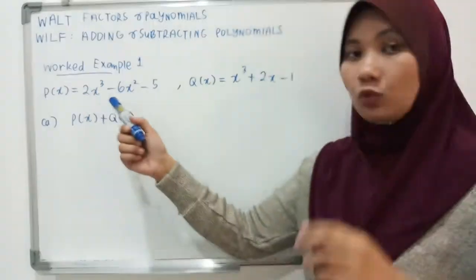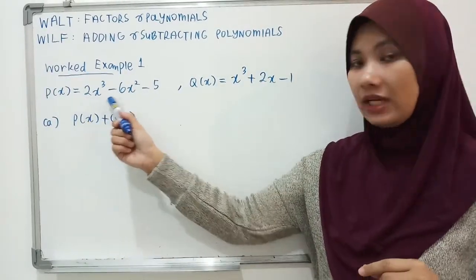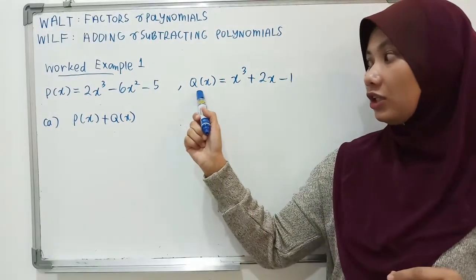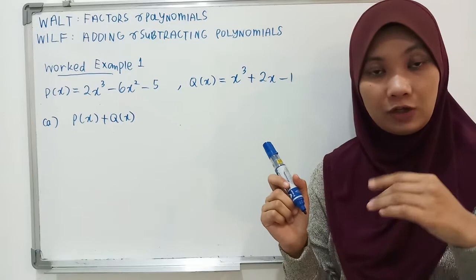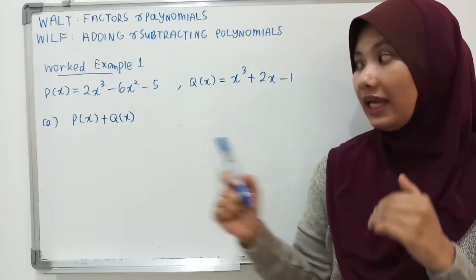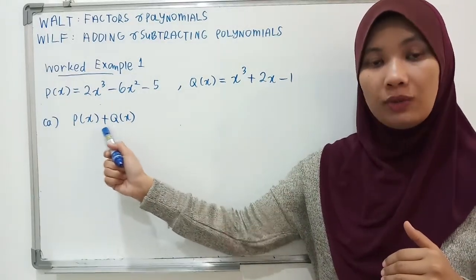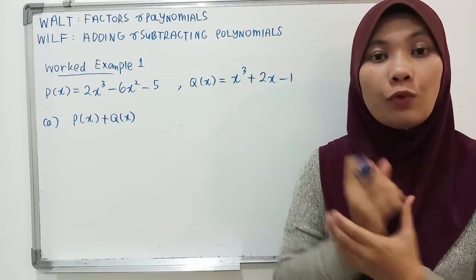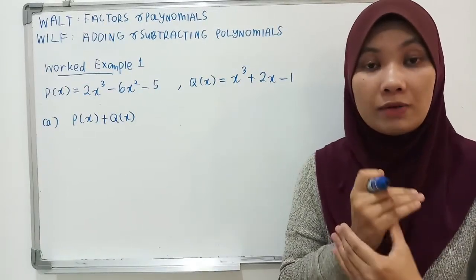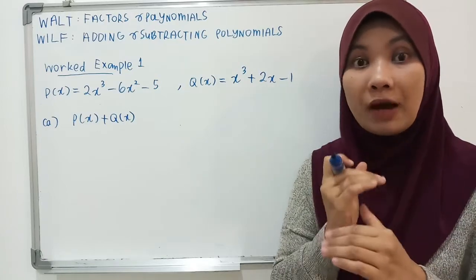We have two polynomials, P(x), that is the equation, and then polynomial Q(x). The question asks for parts A and B for this first video. Part A asks you to add these two polynomials. Very easy. You can only add terms with the same power.